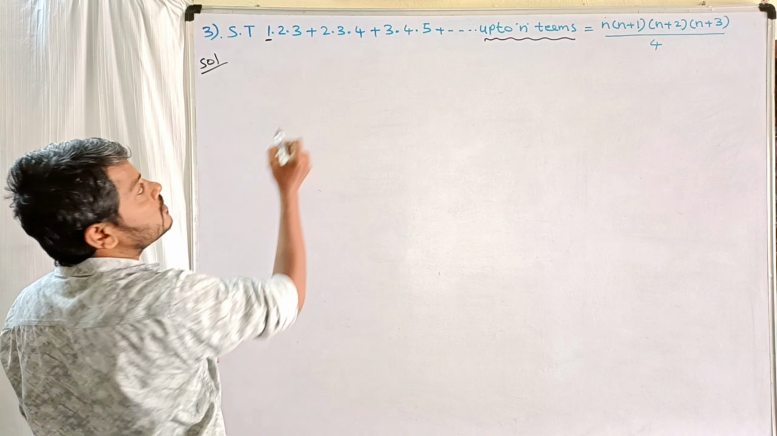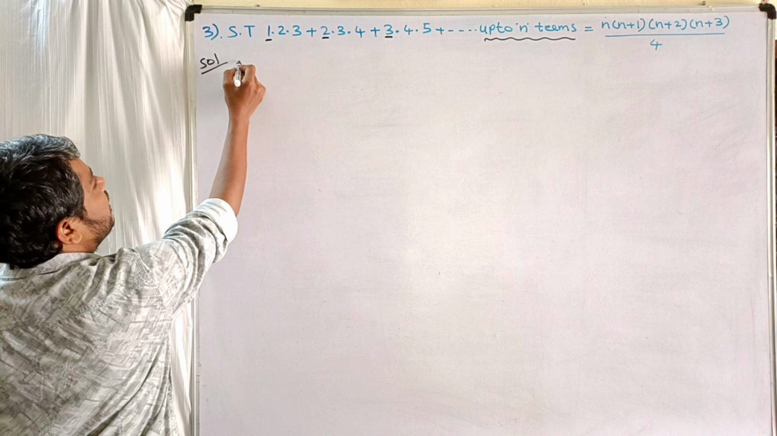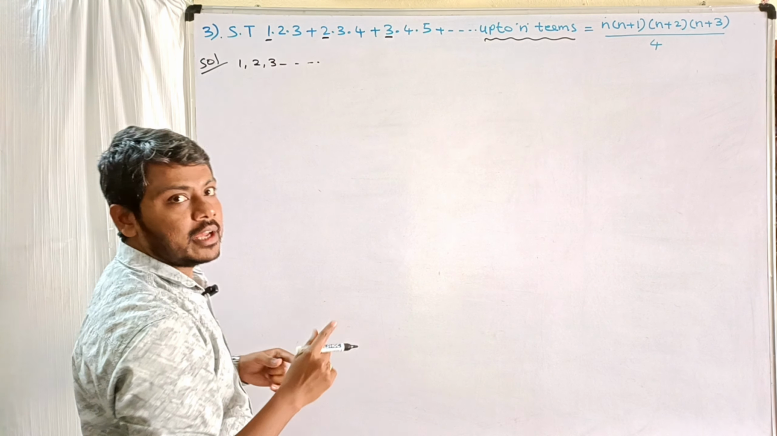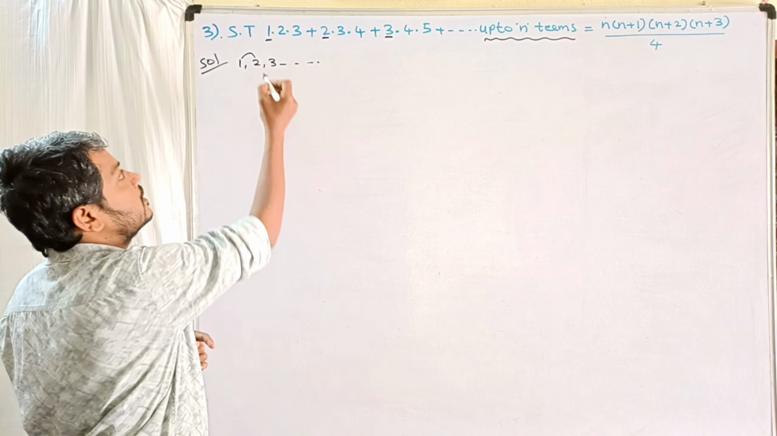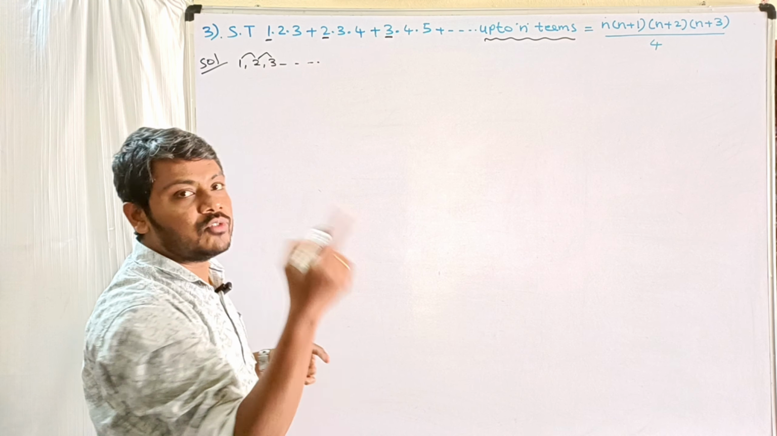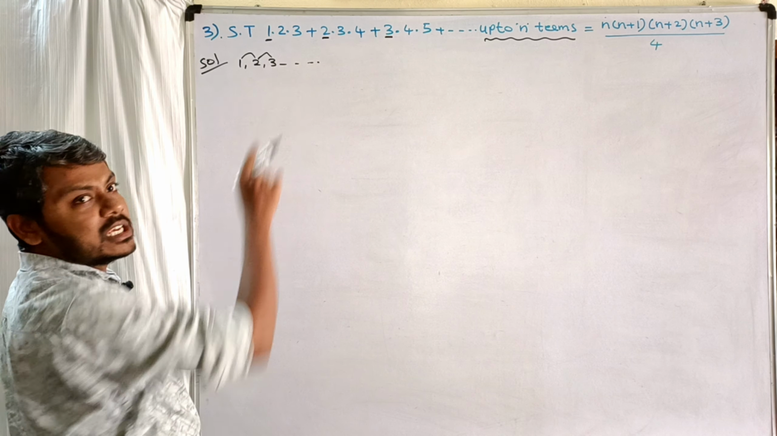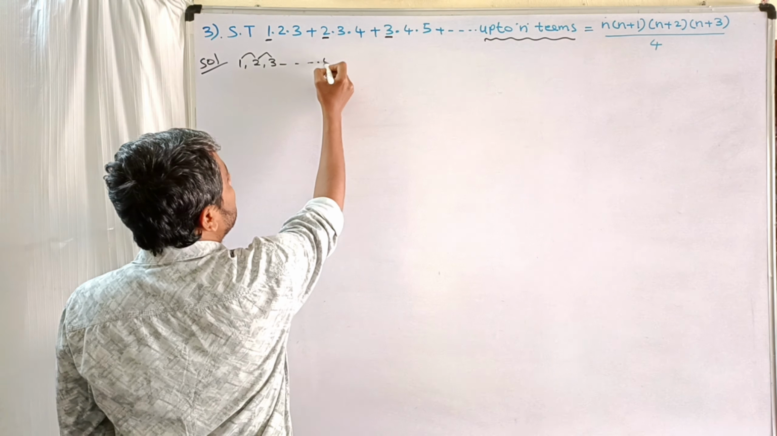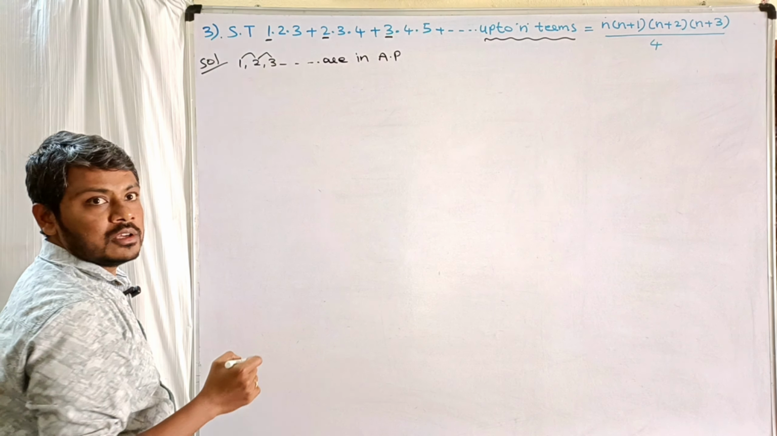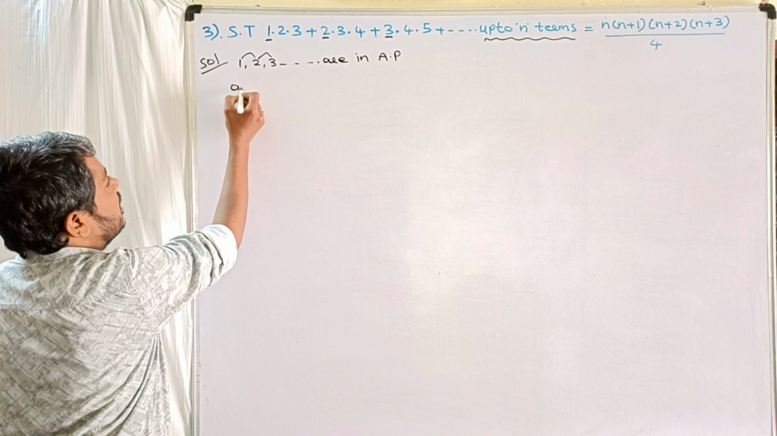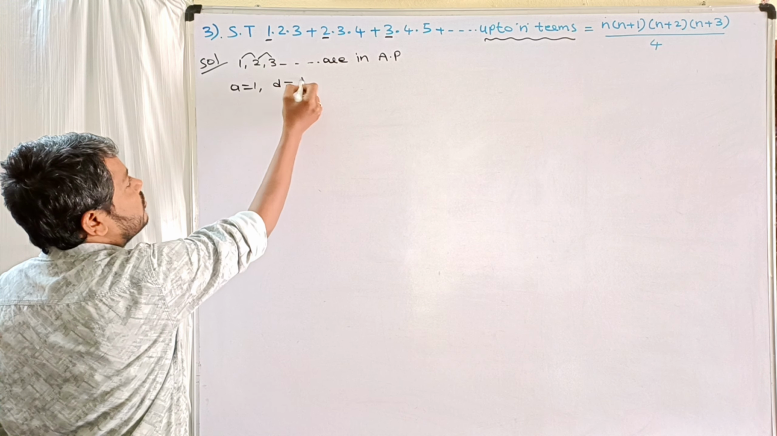What are the first two terms? 1, 2, 3. Clearly 1, 2, 3 and so on. What is the difference of 1 and 2? 1. Difference of 2 and 3? 1. Here the common difference is the same. We can say that the given series is in AP. And what is the first term? A is equal to 1. And what is the common difference? So D is equal to 1.